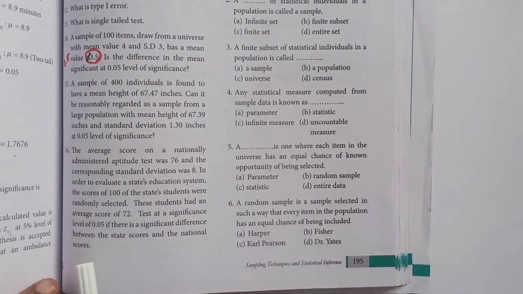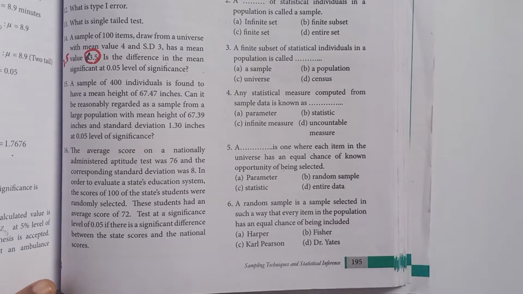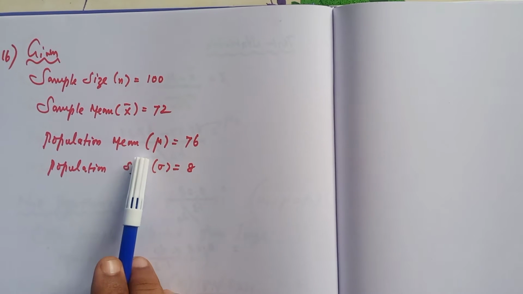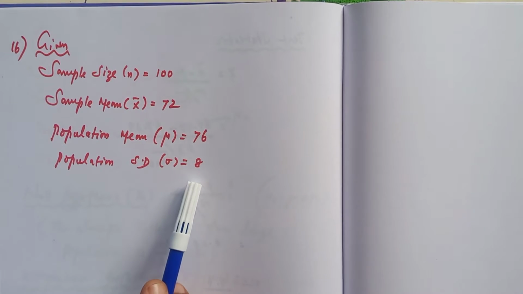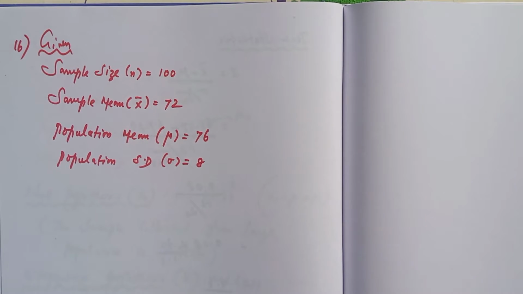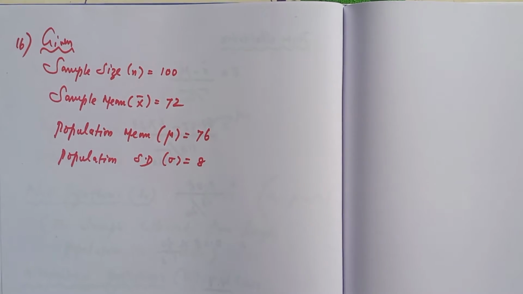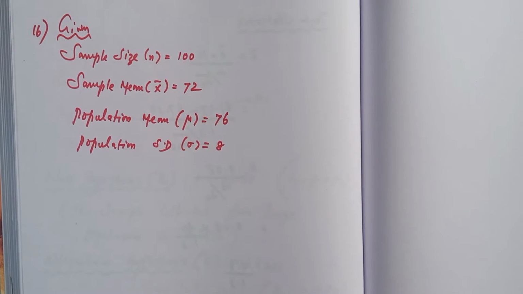State scores and the national scores. Sample size given, sample mean given, population mean given, and population standard deviation also given. Now we have to verify the significant difference between the state scores and the national scores. So you can go for a testing of hypothesis. You can start with the null hypothesis as usual, represented by the letter H naught.